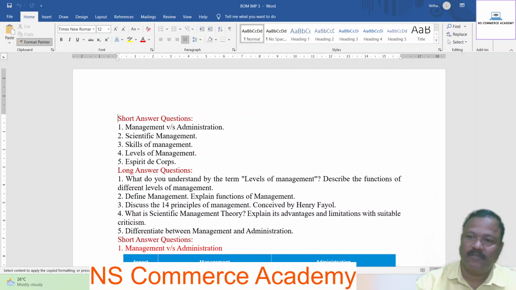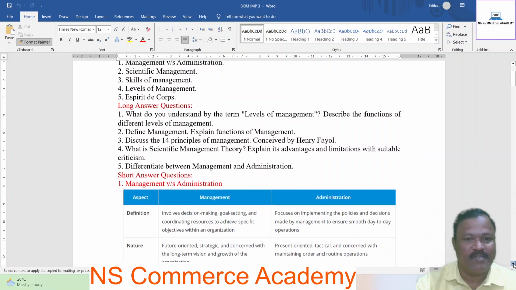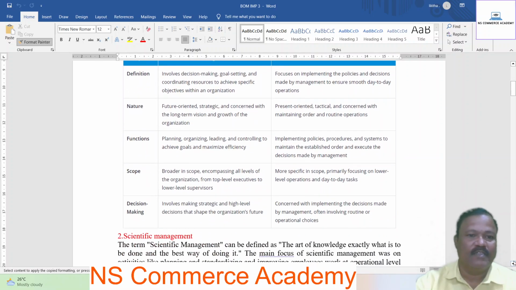Short answer questions. Under short answer questions, the first question is management versus administration. Here I have selected five differences. The first is definition. Management involves decision making, goal setting, and coordinating resources to achieve specific objectives within an organization. Whereas administration focuses on implementing the policies and decisions made by management to ensure smooth day-to-day operations.